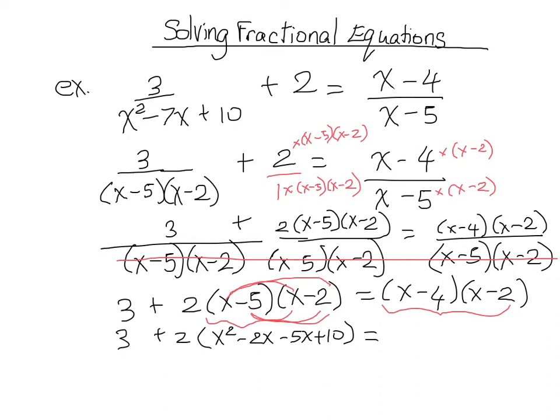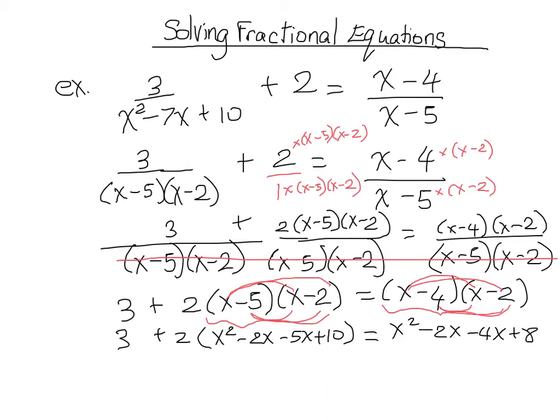All right, let's FOIL the other side. First, outer, inner, last. Okay, first times first gives us x squared, outer, minus 2x, inner is minus 4x, and last is plus 8.